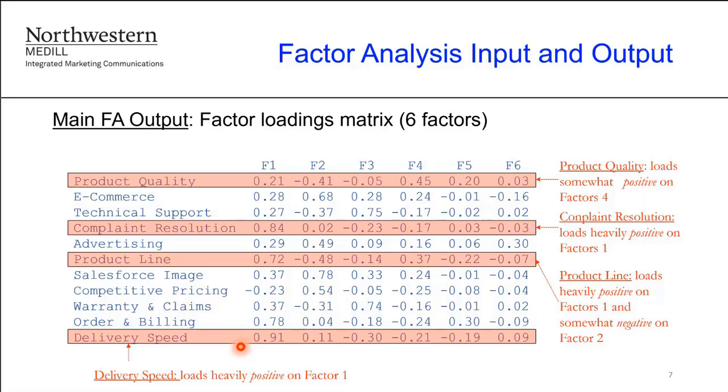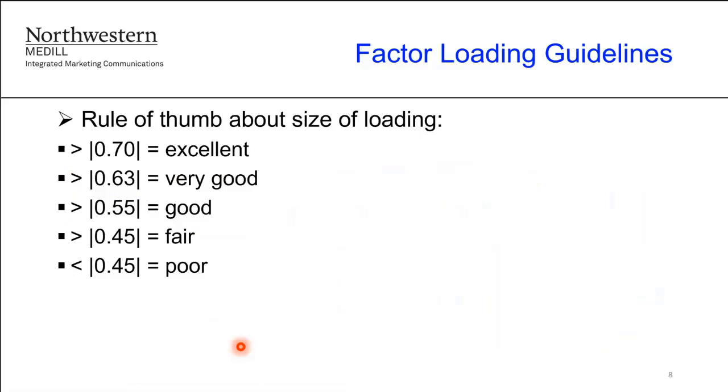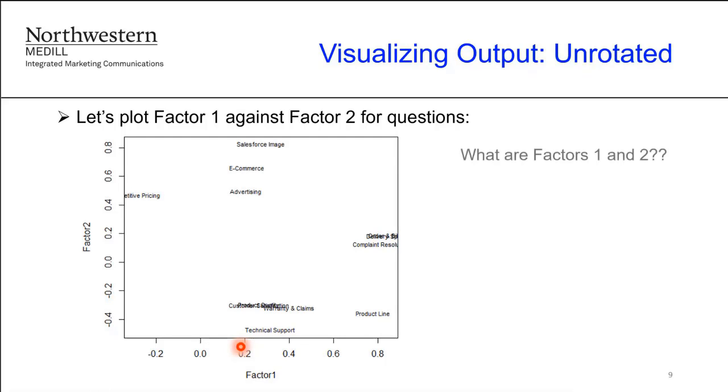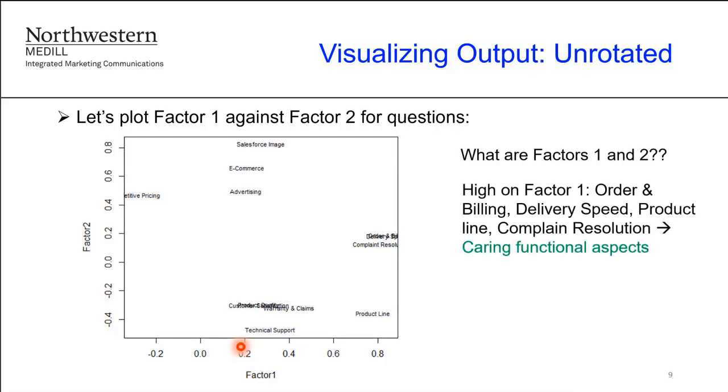This is similar to what we saw in the visualization. Again, high on factor 1 are order and billing, delivery speed, product line, and complaint resolution. Based on these values, we can name this factor 1. Maybe we can name this factor the functional aspect.